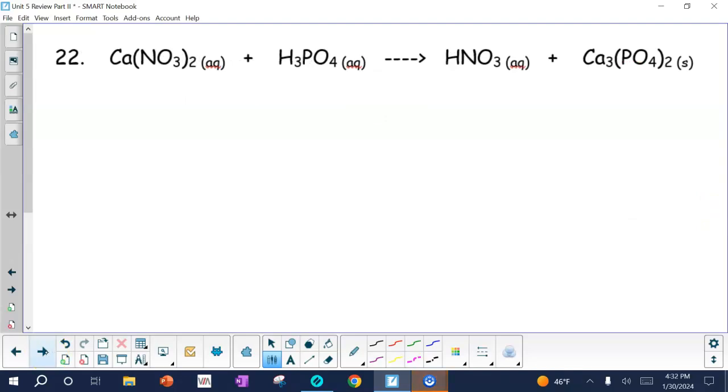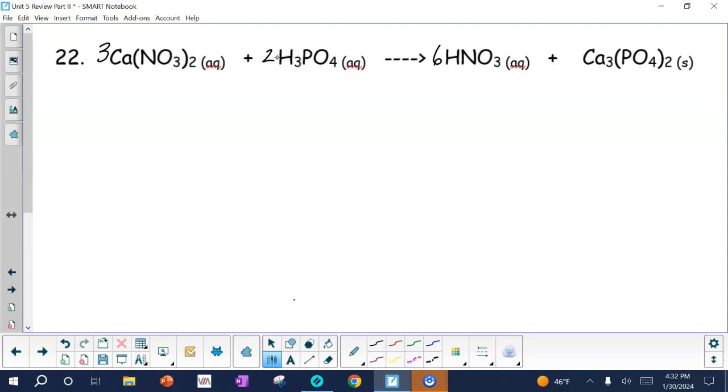Okay, next for 22, same kind of deal. And so first thing we have to do is balance this guy. Let's see. We have 3 calciums, and so if I put a 3 here, that balances the calciums. The nitrates turn into 6. I'm going to put a 6 here. Let's see, phosphate, I have 2 and 1, put a 2 here. That also balances the hydrogens at 6. So 3, 2, 6, 1.